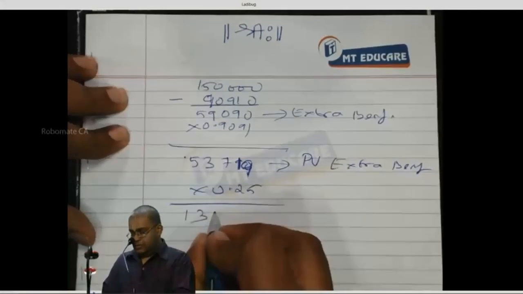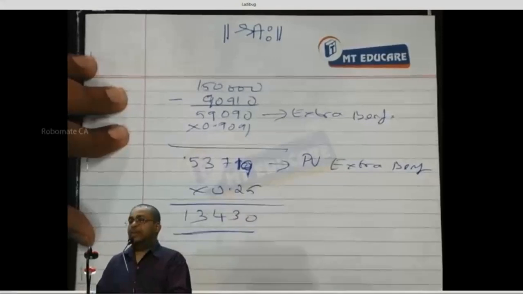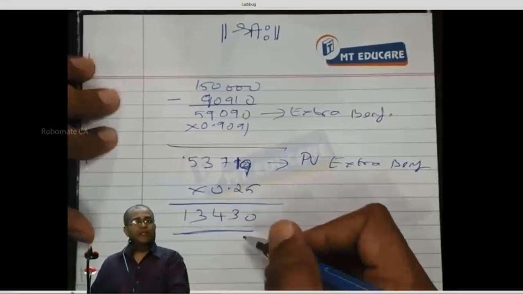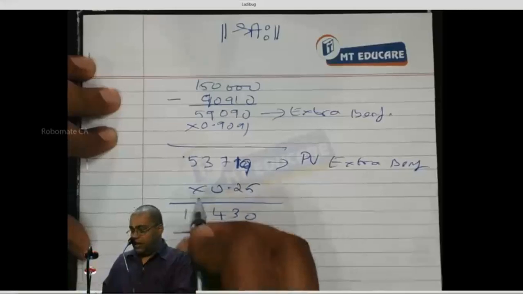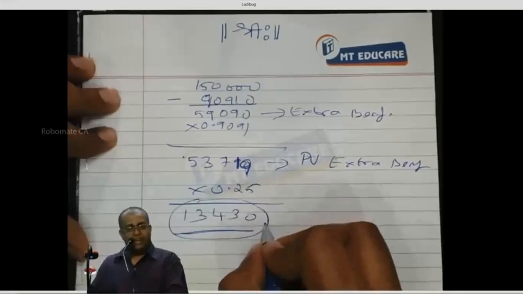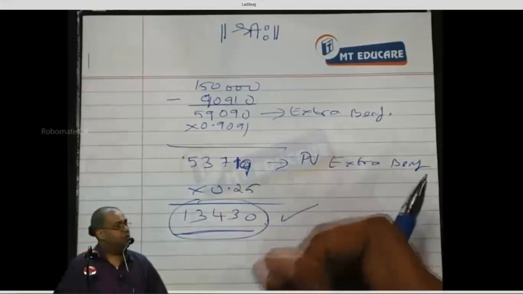13,430. Round it up to what? 14,000. All rounding up numbers are like that. Respond yes or no? Now, this is the present value of expected extra benefit when I have what? Option to abandon. Is this the value of the abandonment option? Yes or no? Yes. Very simple.